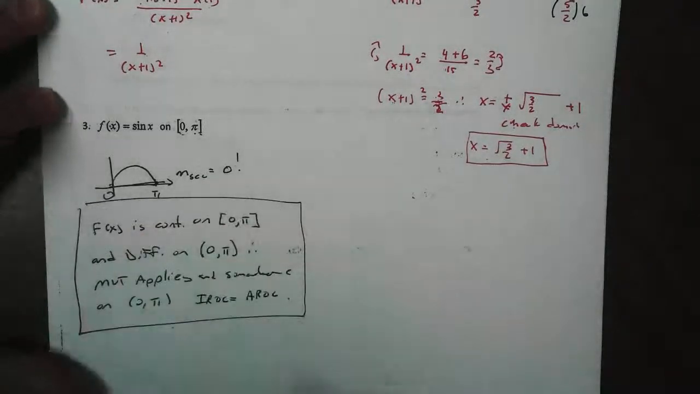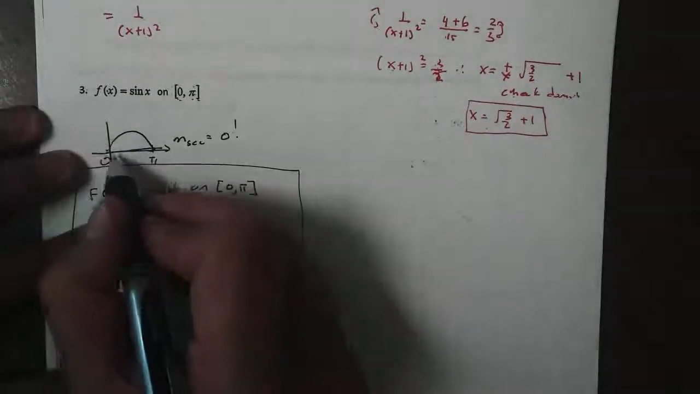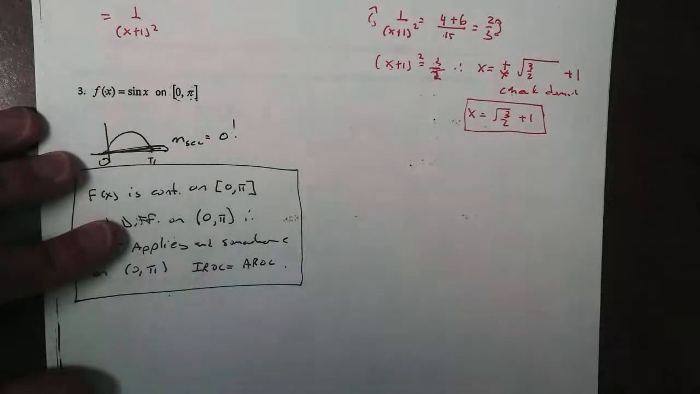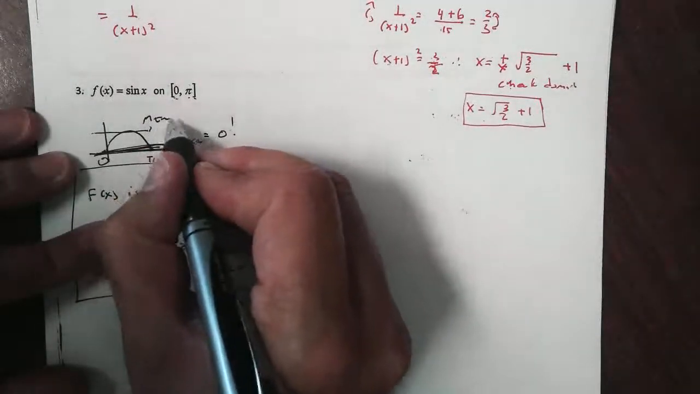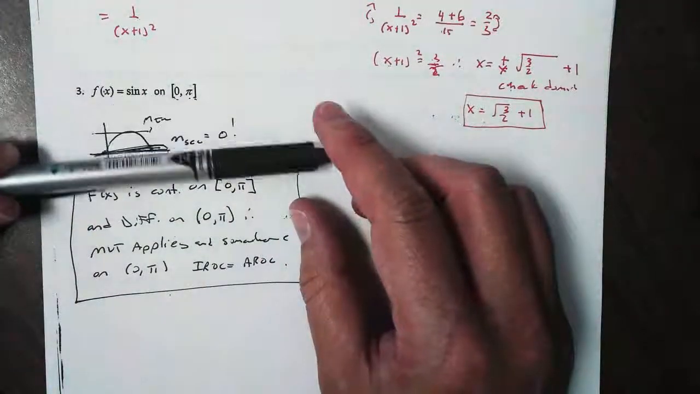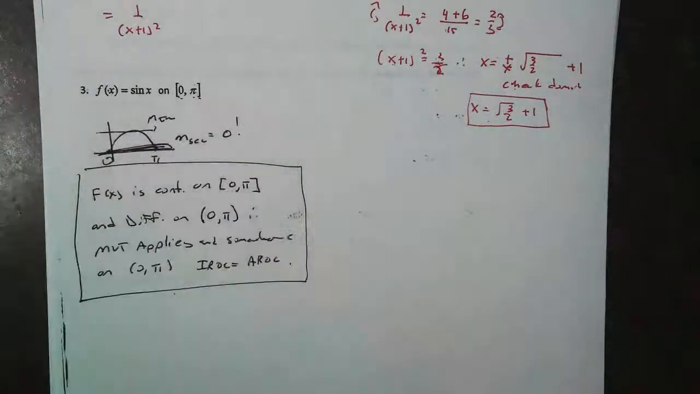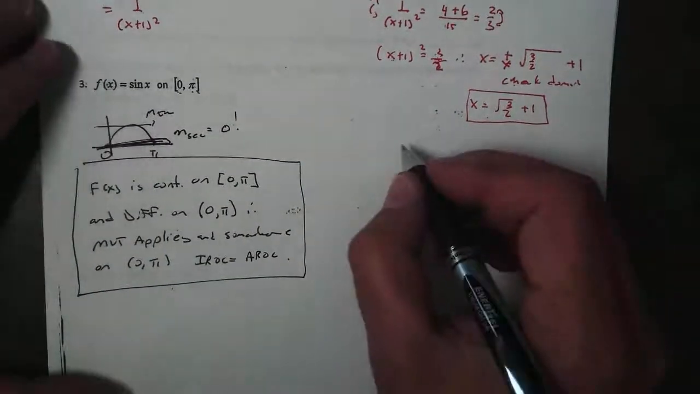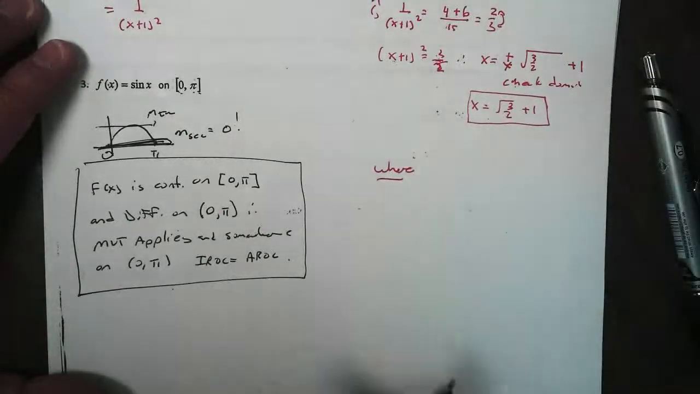So that's MVT right there. All MVT guarantees is that at some point the slope of my secant line has to equal the slope of my tangent line. At some point, those slopes have to be equal. That's what MVT guarantees, that we will have equal slopes. And now we just have to find out where that occurs.